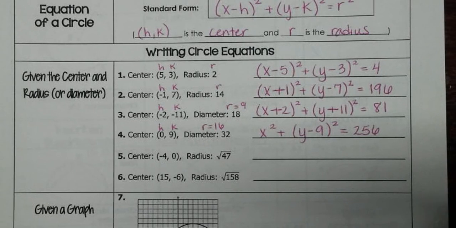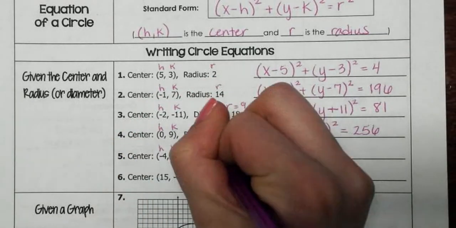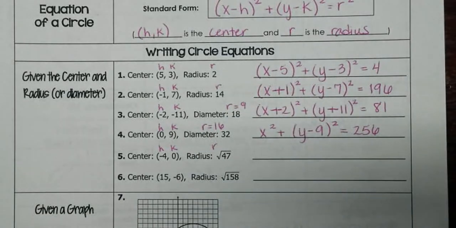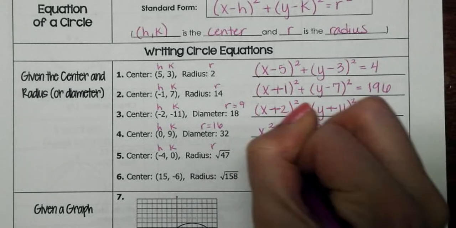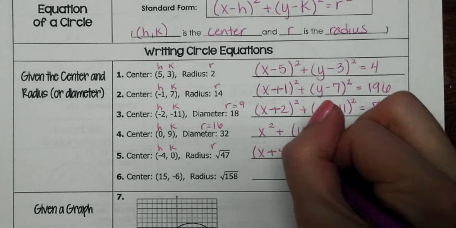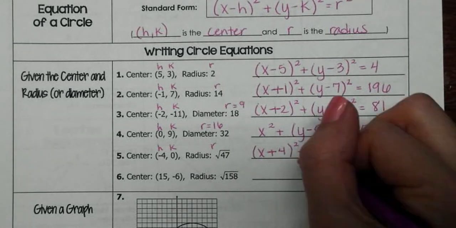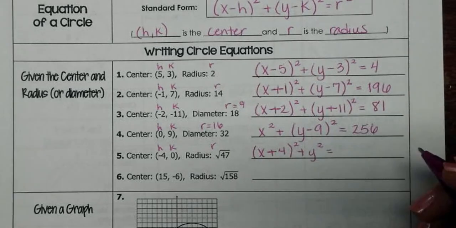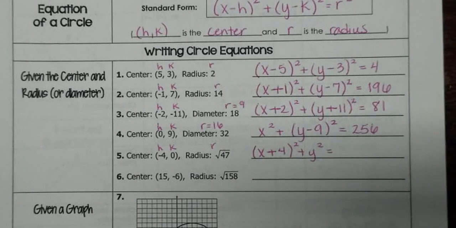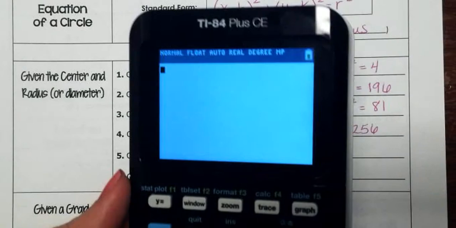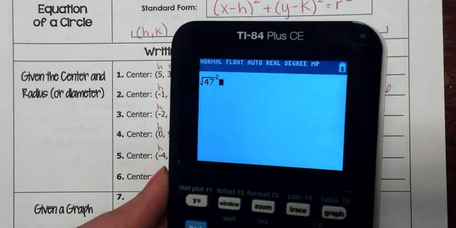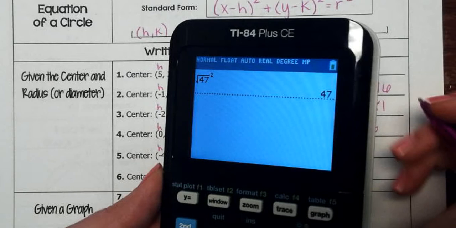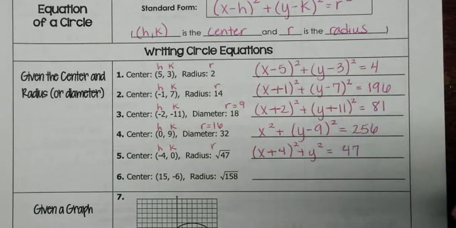Okay, number 5, h, k, this is my radius. So I'm going to have x minus a negative 4 squared, that turns to a positive, plus that 0 is there with the y, so I can just put y squared. And that is going to equal the square root of 47 squared. So if you plug that into your calculator, let's just see what happens. The square root of 47, and then we square it. It just turns out to be 47, that number underneath the square root. So just don't write down the square root. When you square a square root, it cancels, and that's what we have here.